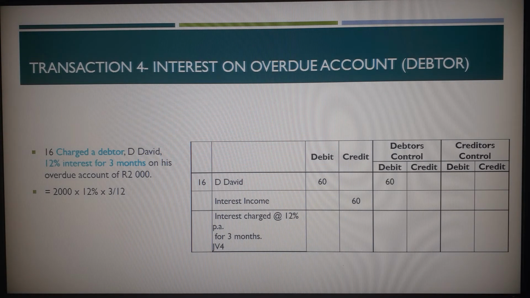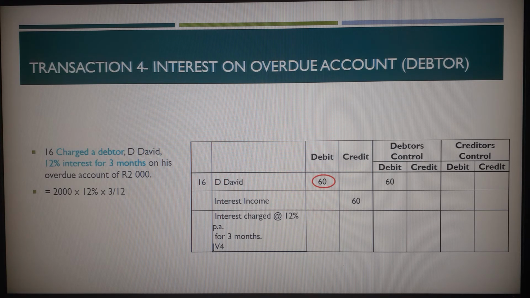Transaction 4 looks at us charging interest on an overdue account of one of our debtors. So our debtor is D. David, and we charged him interest of 12% over a 3-month period for his overdue account of 2,000 Rand. So now the debtor owes us not just the 2,000 Rand, but also the interest. So we need to add to what he owes.